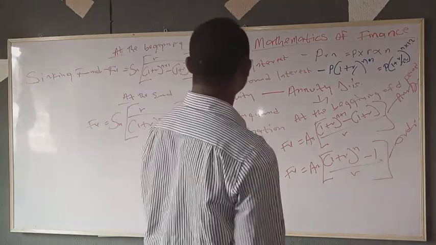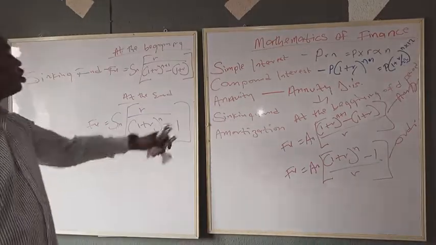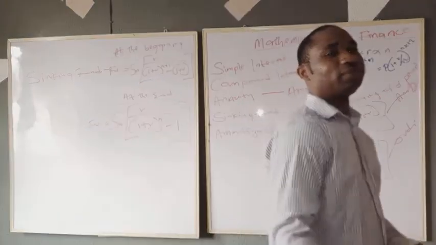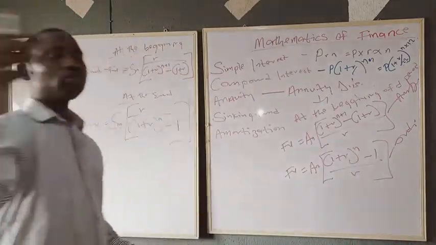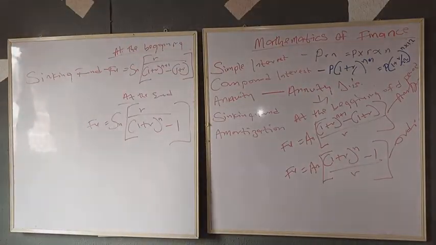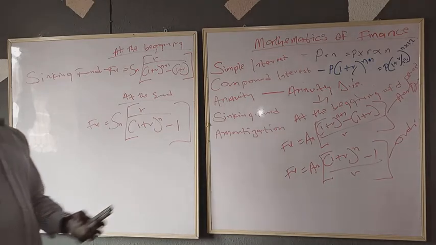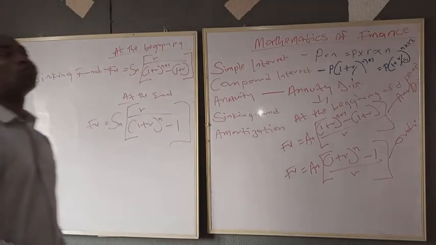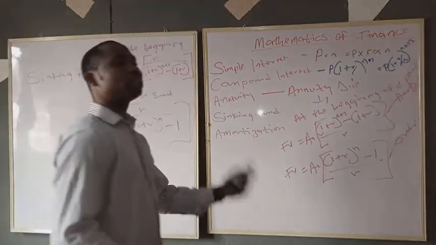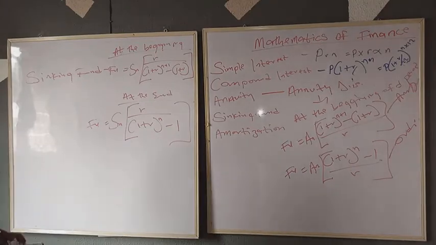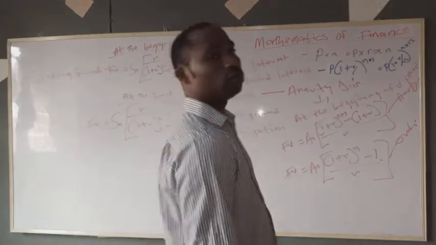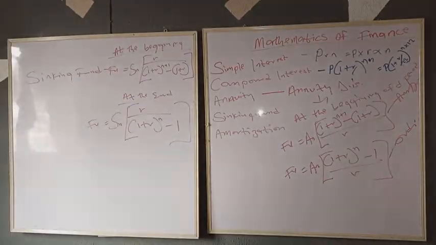Then now remaining is the amortization. Amortization simply means the process of repayment of debt between the lender and the borrower. That is between the person that is paying the debt and the person that owns the money. So that is just the amortization. It could be daily, weekly, monthly, yearly, or bi-yearly.